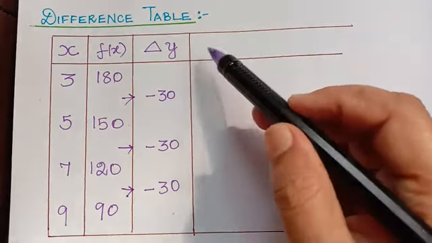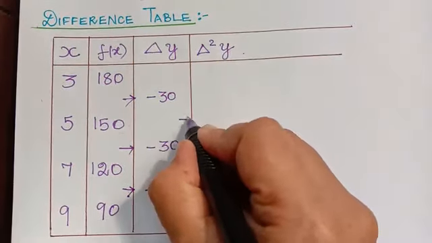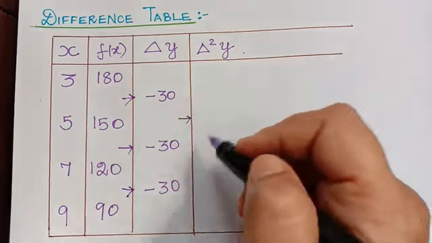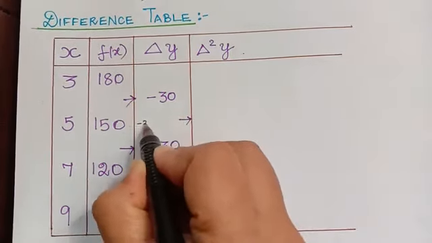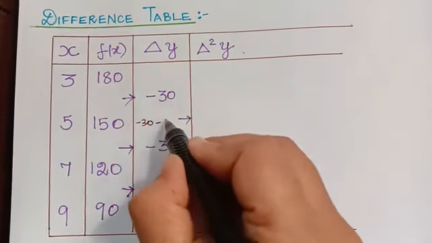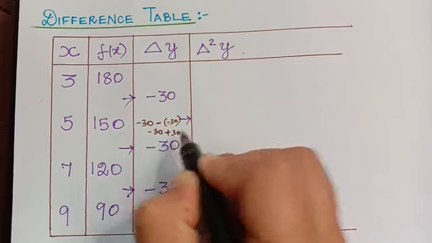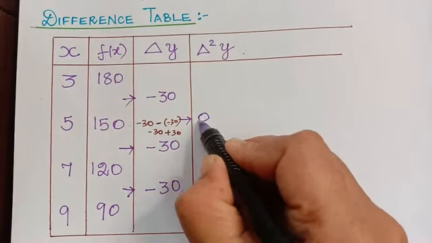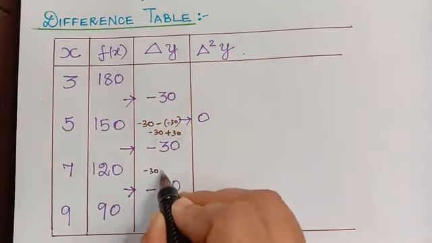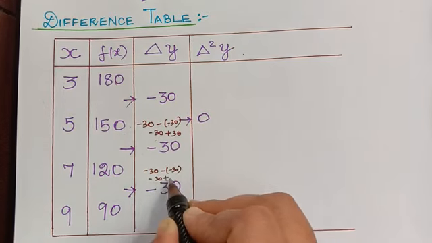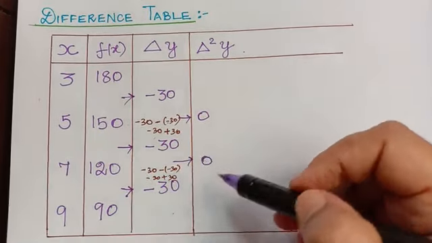After completing this, we have to do the next column, which is delta square of y. Again, that is negative 30 minus of negative 30. For your understanding, I'll write it here. What we have to do is this value, minus 30, minus this value, minus 30. Minus 30 minus into minus is plus 30, so minus 30 plus 30 gets cancelled and you get 0. In a similar way, this value minus this value, so minus 30 minus of minus 30, again that is minus 30 plus 30, which is 0. So that you have to write here. The difference between these two values is 0, so that we are writing here.